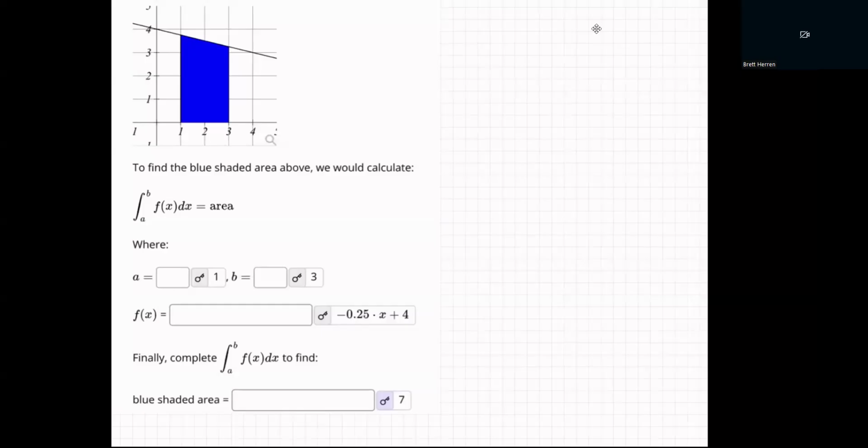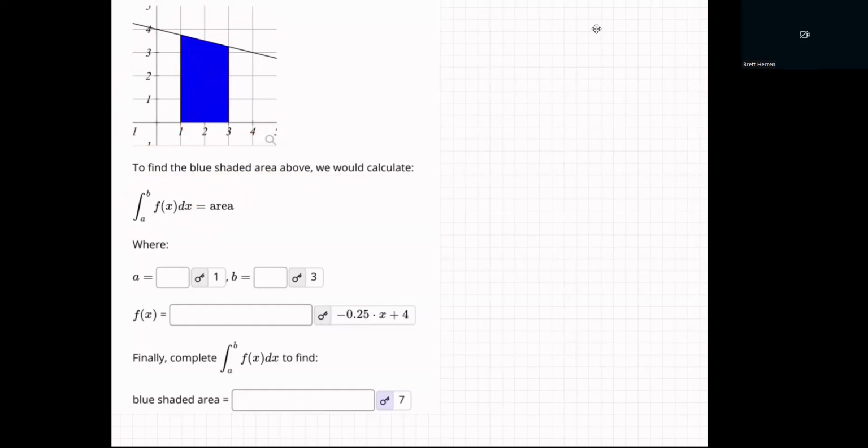Here we have a function, and we want to find the blue area shaded above. So the blue area under the line, and the integral will be the area. We've done this problem before, but we added up the area of the rectangle and the triangle, and it was tough. We're going to do it this time with an integral, which will be easier.